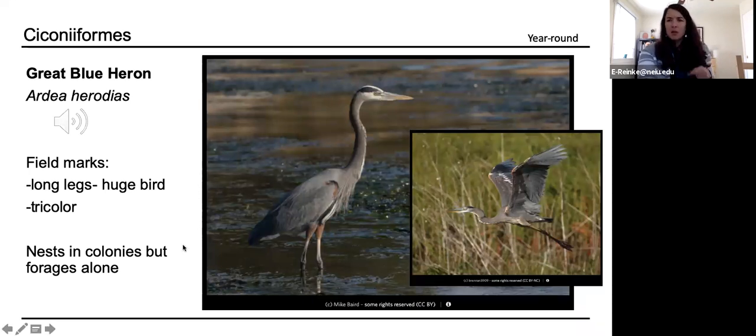I don't remember if we heard the great blue heron. I think one group might have heard it once as it got startled by something and flew away. They have this kind of really squawky call, so let's listen to that.